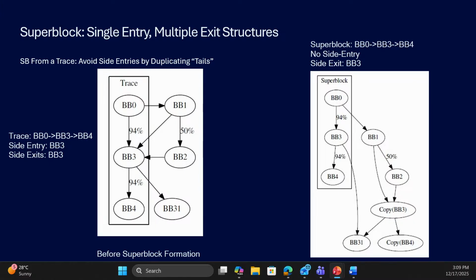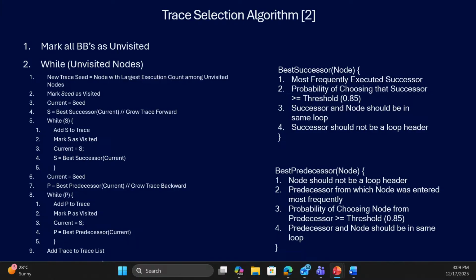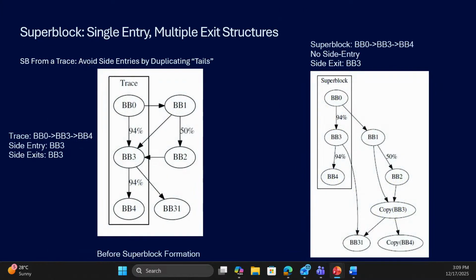So this is called tail duplication. Tail, from the first side entry we are actually duplicating it. That's called tail duplicating. This can sometimes lead to significant code size increases.